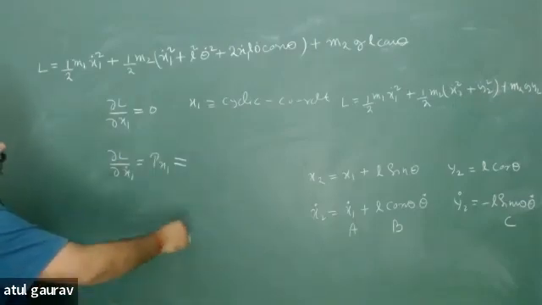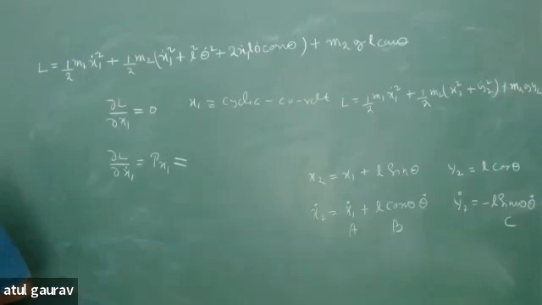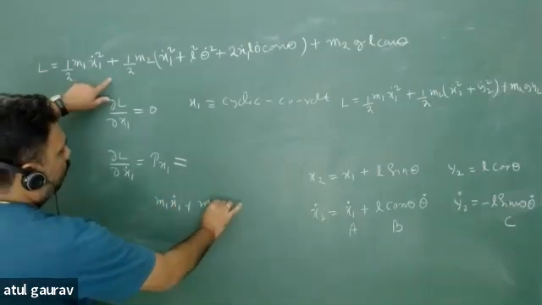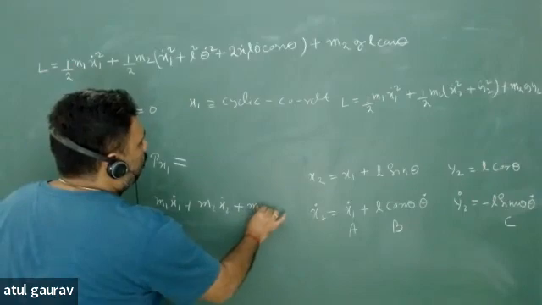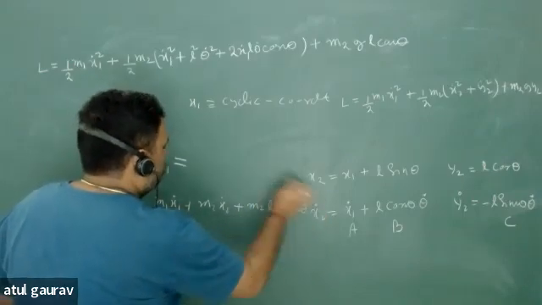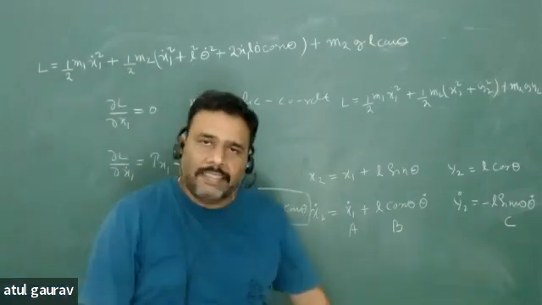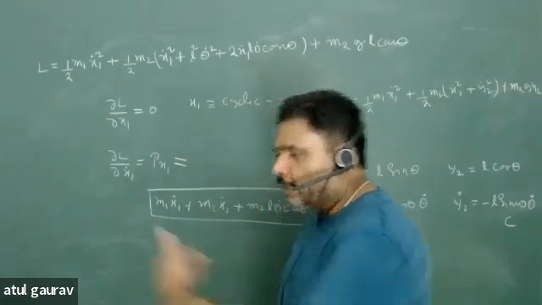Px1, and this value is equal to, can you calculate and tell me what it will be? Just take 30 seconds. I think you have calculated it. That is m1 x1 dot from here, m2 x2 dot from here, but don't forget this one. This 2 and 2 cancel out. So you have m2 L theta dot cos theta. So this is your constant of motion.